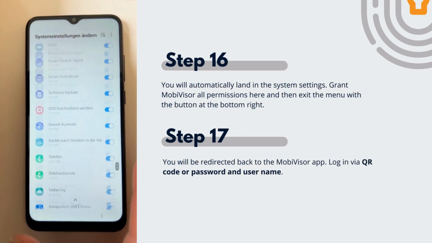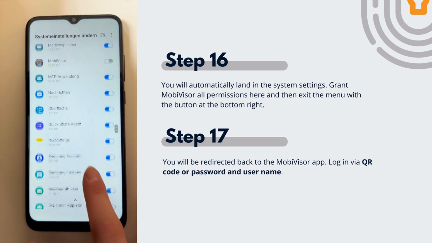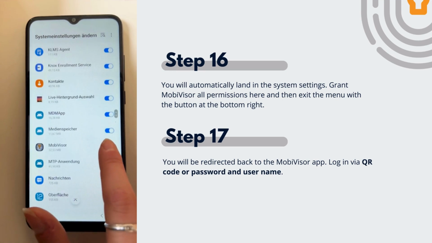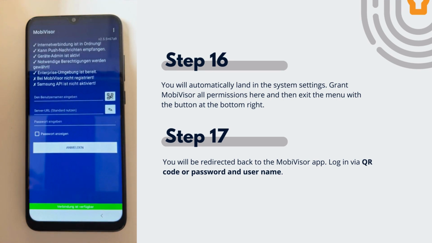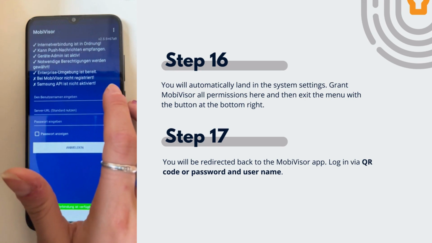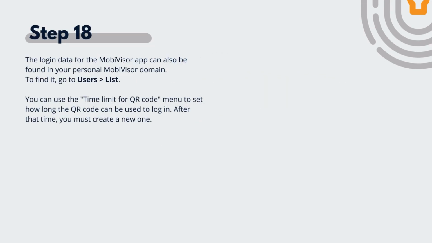Step 16. You will automatically land in the system settings. Grant MobiVisor all permissions here and then exit the menu with the button at the bottom right. Step 17. You will be redirected back to the MobiVisor app. Log in via QR code or password and username.